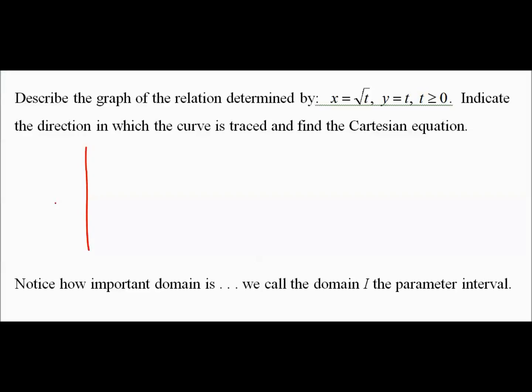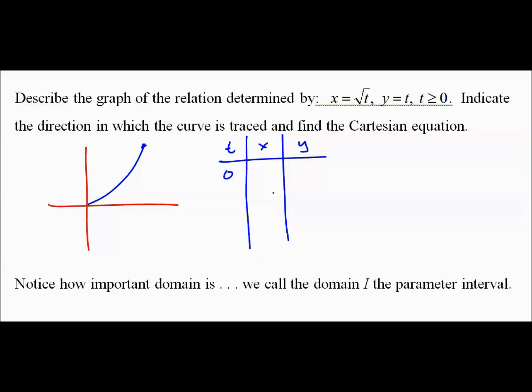Enough. You'll play with it, you'll figure it out. Well, how would we do that otherwise? Well, got a 3-way chart here, which I don't think I've used yet. If t is 0, x is 0, y is 0. If t is 4, x is 2, y is 4. 1, 2, 1, 2, 3, 4.